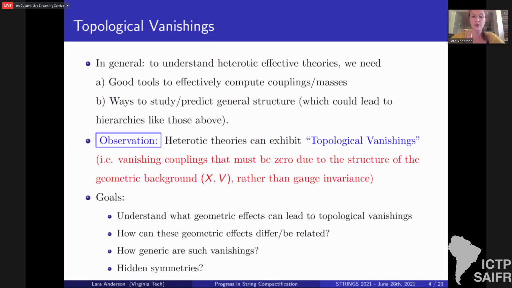So the question that my collaborators from Uppsala and at Virginia Tech and I set out to understand is what geometric effects in the background can lead to these topological vanishings? How do these effects differ? Can they be related? How generic are they? And can these be explained by some sort of hidden symmetry of the theory?